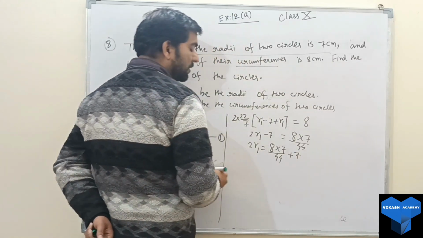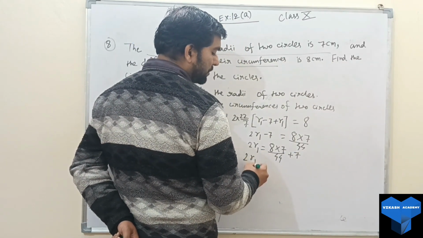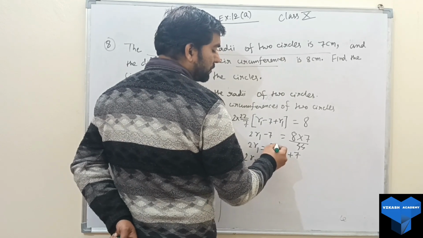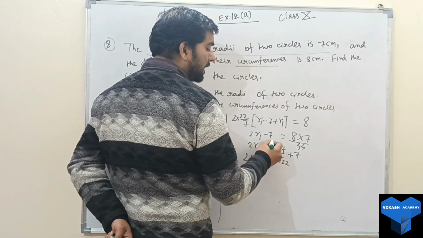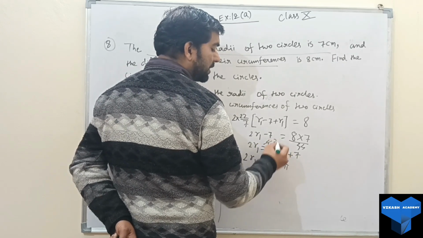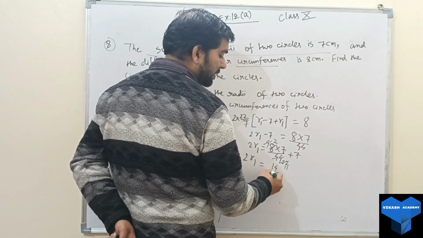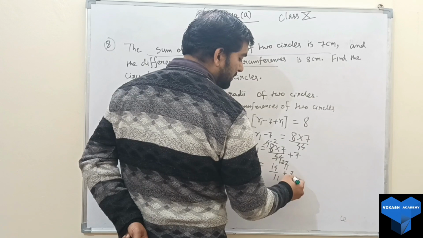So let us cancel now. So it will be 2R1, and R1 cancels with 2. So 2 fours are 8 and here will be 22. Again 2 twos are 4 and it will be 11. So 7 twos are 14 by 11 plus 7, nothing here means 1.